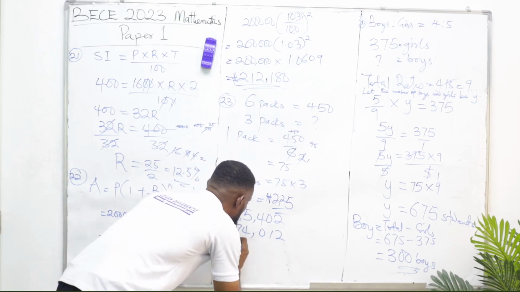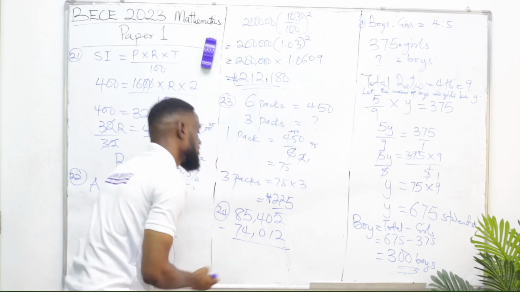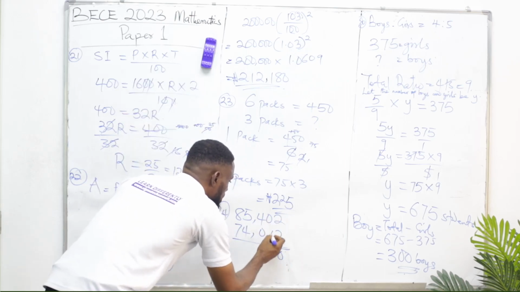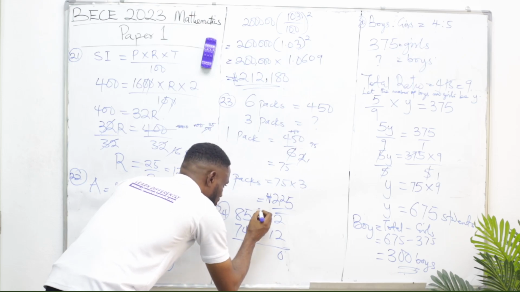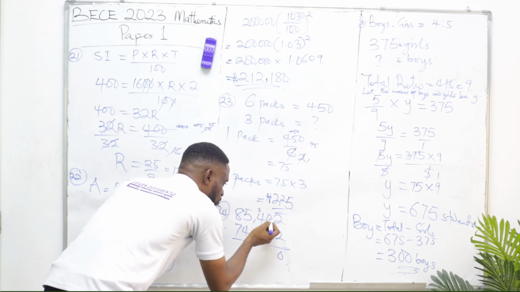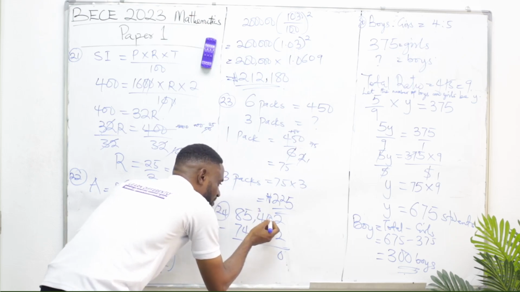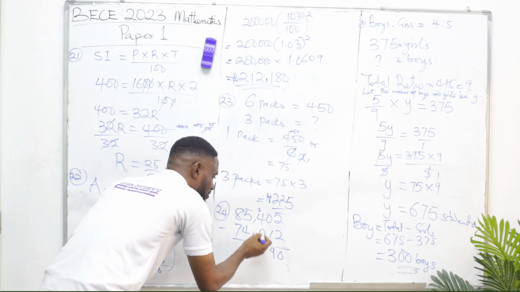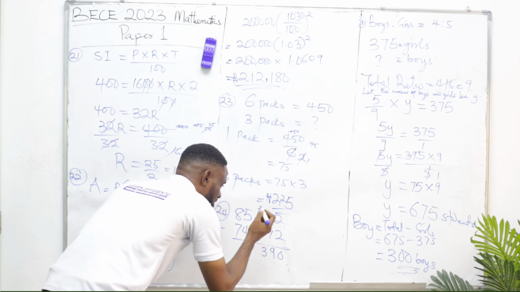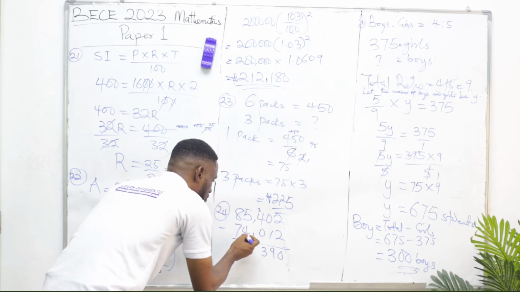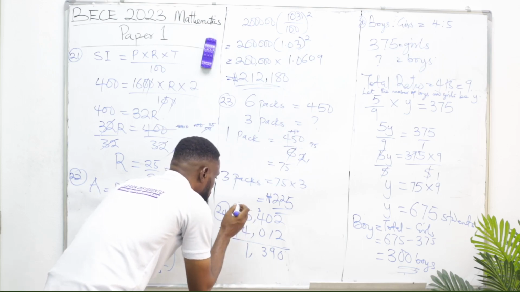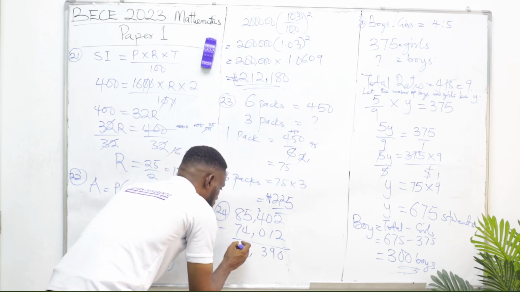74,012. Simple. That is just what to do there. All right. 2 minus 2 is 0. 0 minus 1, you have to take 1 here. This becomes 3, right? So we put here is now 10. 10 minus 1 is 9. All right. This is 3. 3 minus 0 is 3. Okay. 5 minus 4 is 1. 8 minus 7 is 1.